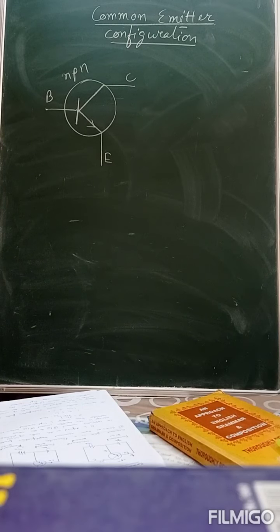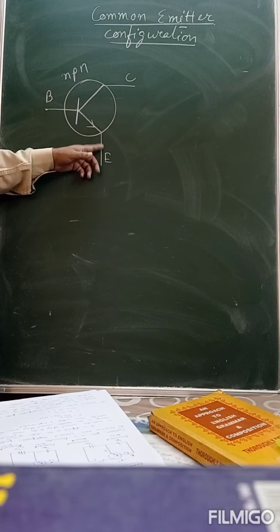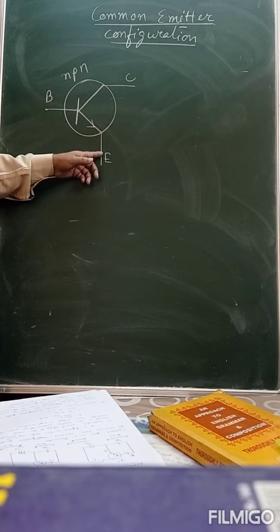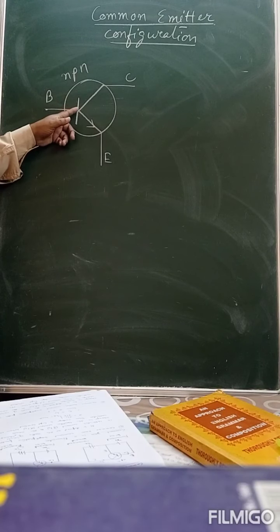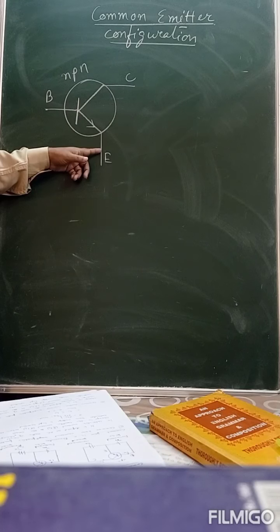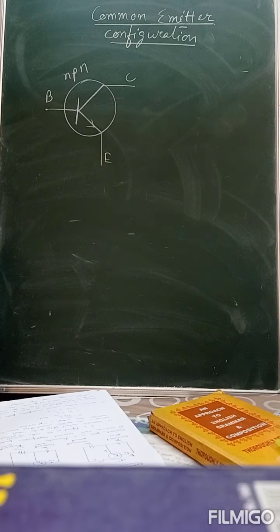Now we want to draw the circuit diagram of common emitter configuration. So here emitter is common. This is the emitter, the arrowhead is here, therefore this is the emitter. Since the arrow is from base to emitter, the base should be P and the emitter should be N. So this transistor represents an NPN transistor.